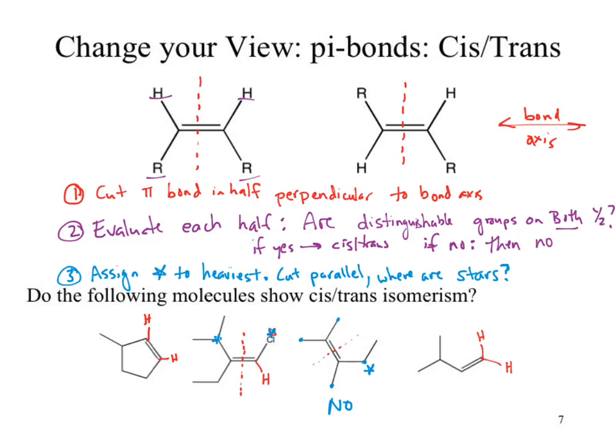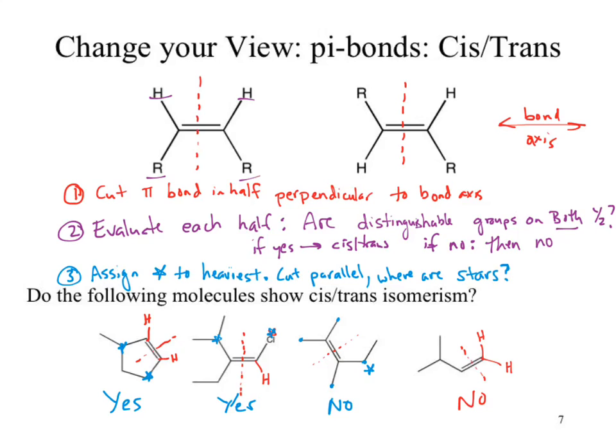Last one. Cut it in half. Can we tell the difference between hydrogen and hydrogen? No. No cis-trans isomerism. Let's take a look at the first one. Cut it in half. Do we have differences? Yeah. Okay, so now let's take a breakdown on whether we have these yeses and nos into what they could possibly be. We'll again shift to the second one.